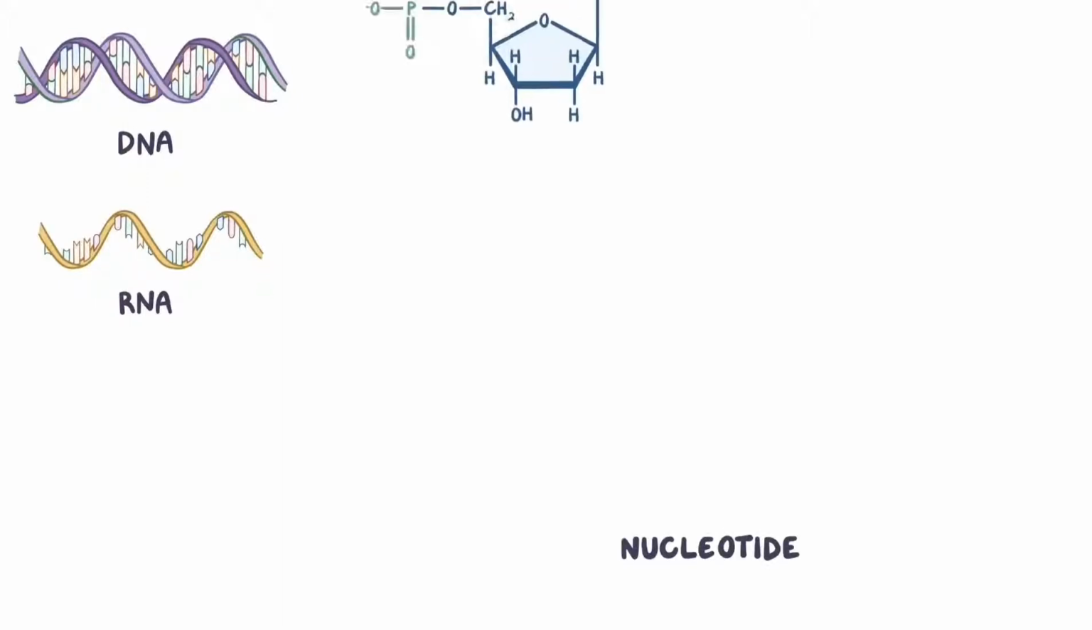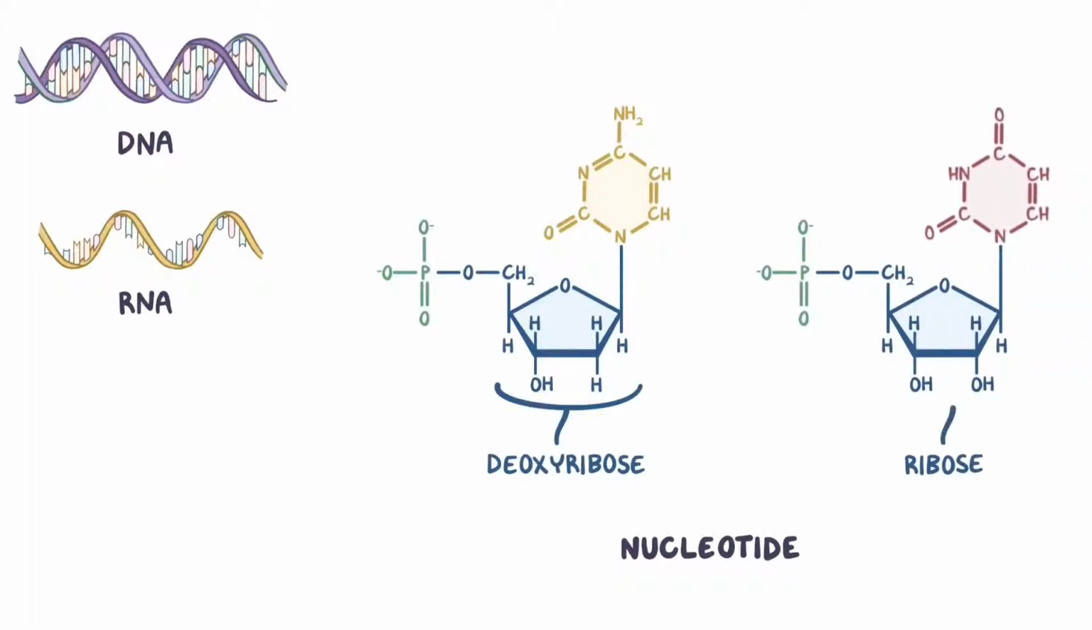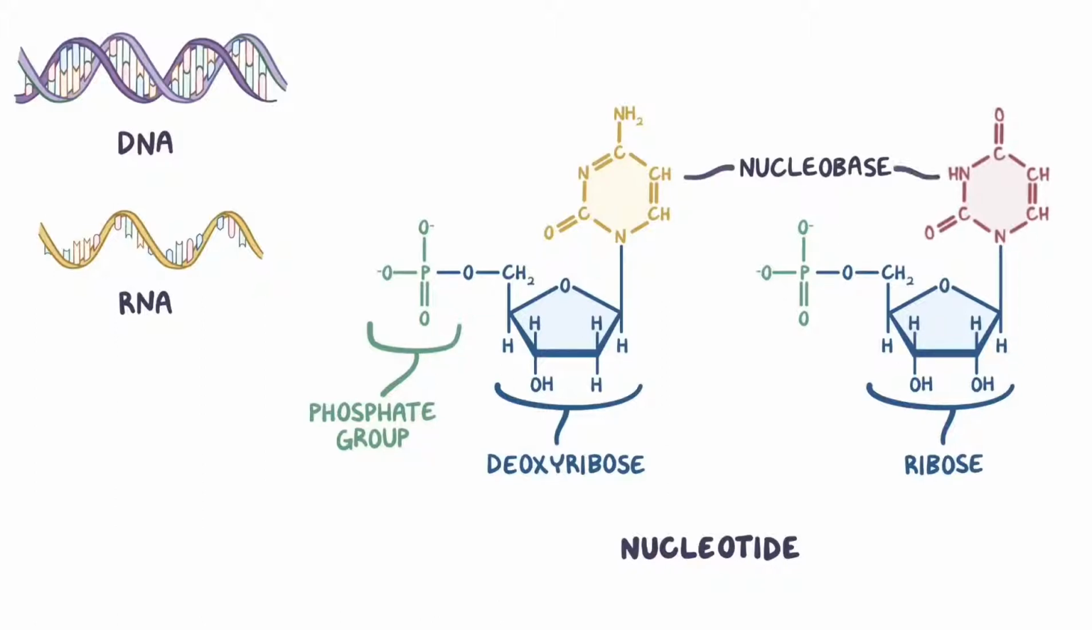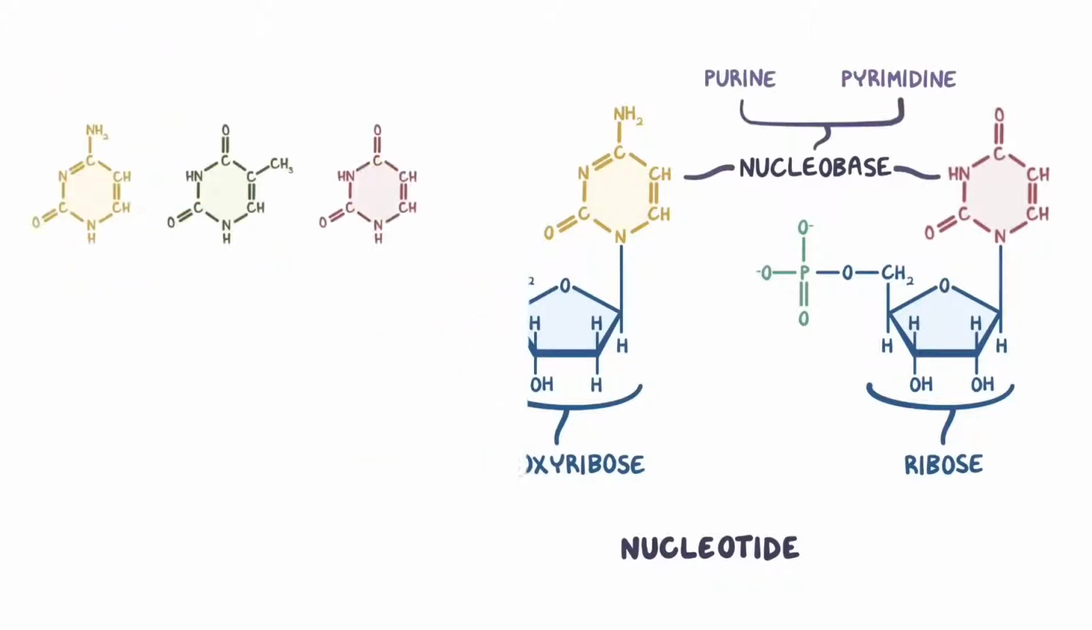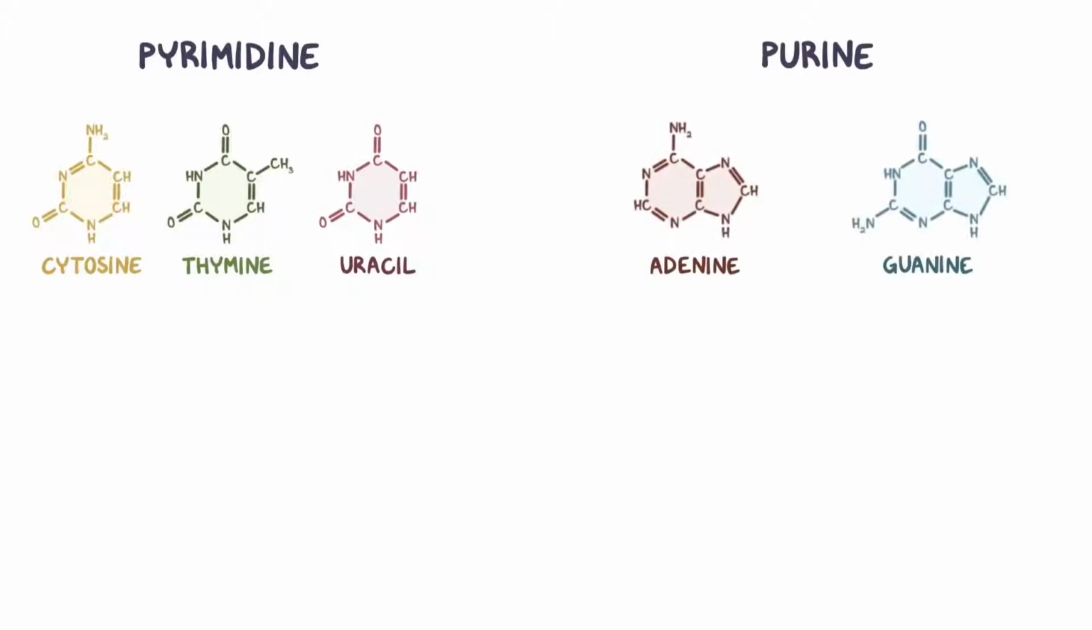Normally, each cell contains both DNA and RNA. Diving deeper, each nucleotide can be broken down into a sugar, a deoxyribose in DNA or a ribose in RNA, 1 to 3 phosphate groups, and a nucleobase, which can be either a pyrimidine or a purine. There are 3 pyrimidine bases, cytosine, thymine, and uracil, and 2 purine bases, adenine and guanine.